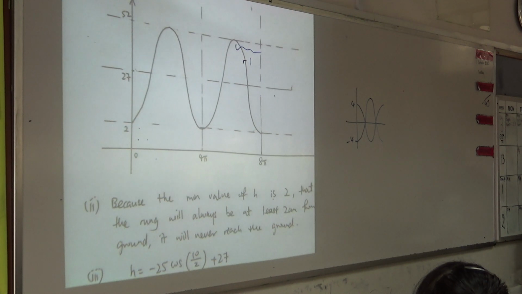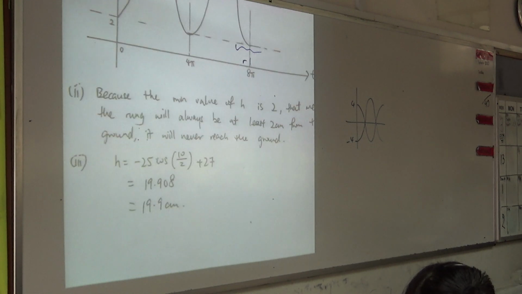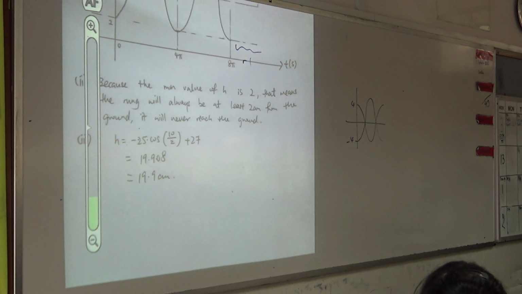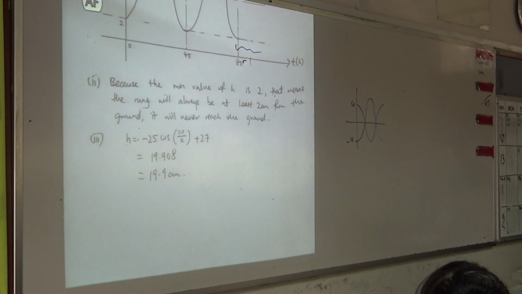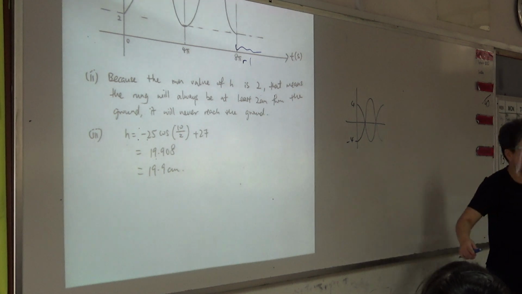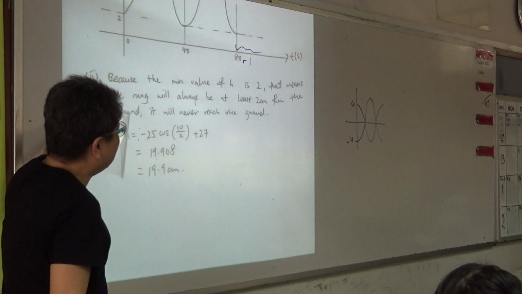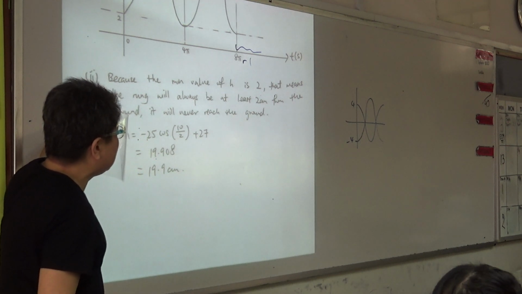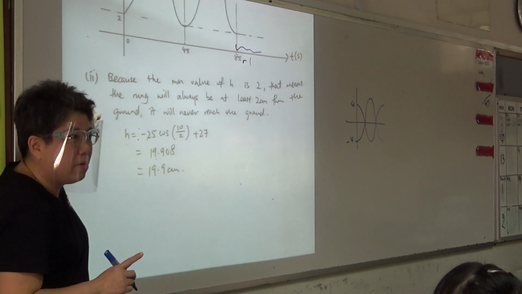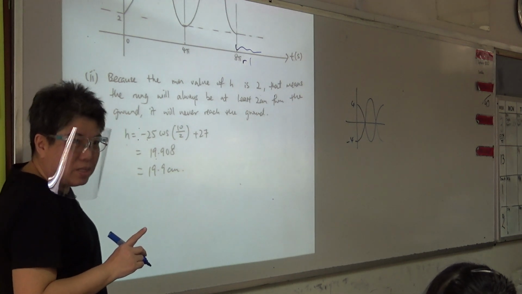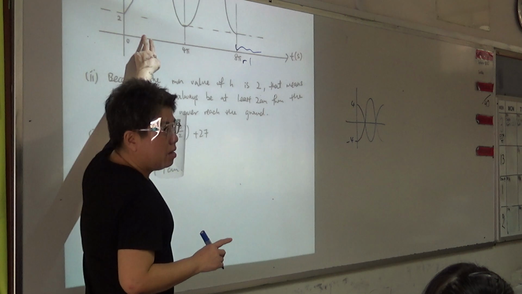Now let's take a look at part 2. Explain why the run will never reach the ground. Now I explain this. But my brother had a statement to make me laugh. Okay, better that I tell you. Because the minimum value of h is 2, that means the run will always be at least 2 cm from the ground. So it will never reach the ground, right? You understand what I'm talking about? Because it's minimum here.